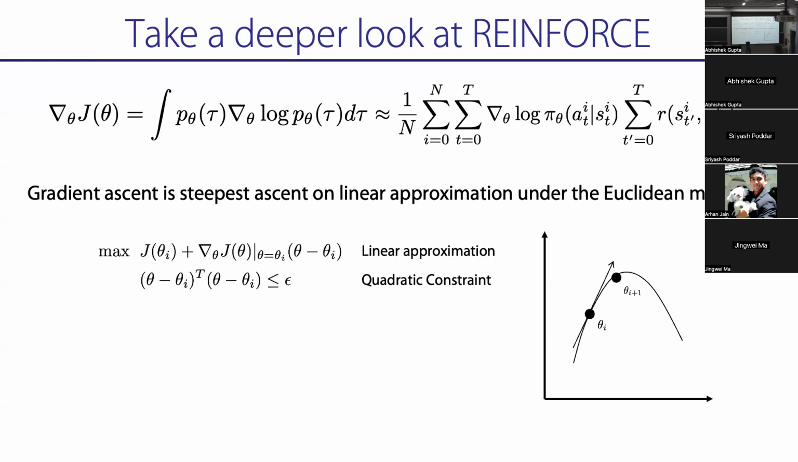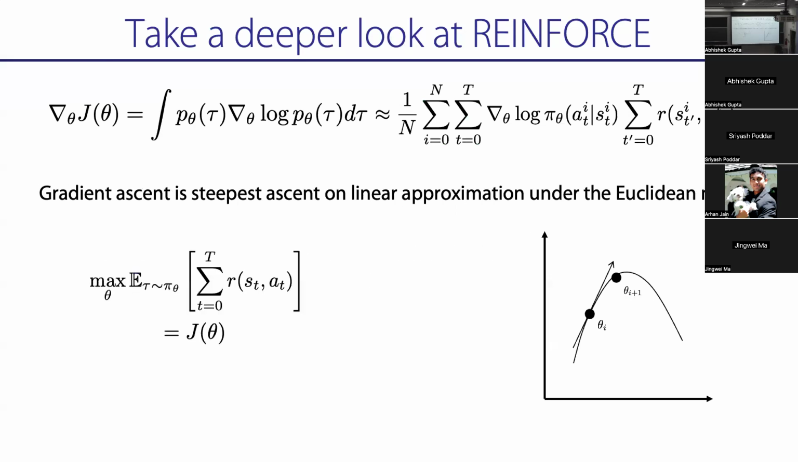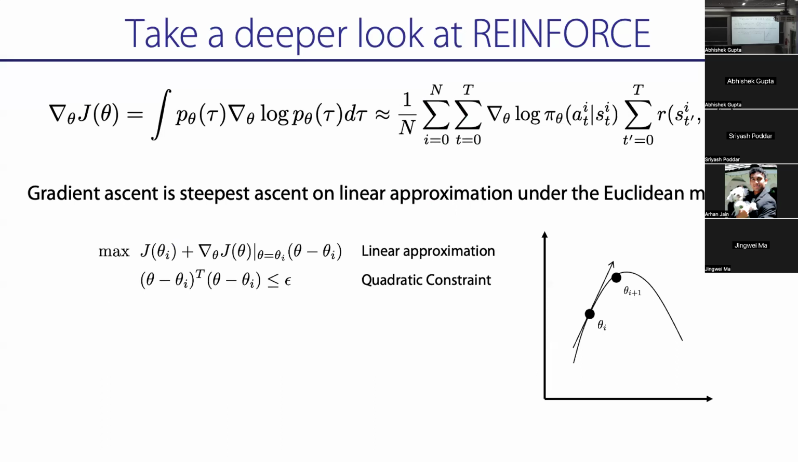If I think of gradient descent, I'm saying that I have this objective J(theta), and I'm going to do ascent on this objective, which means theta_{i+1} is equal to theta_i plus alpha grad J at theta equal to theta_i. I kind of took that as a given. But you can derive gradient ascent from the perspective of steepest descent.